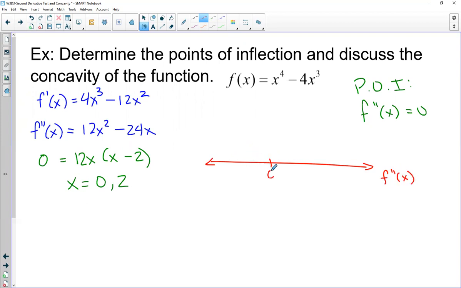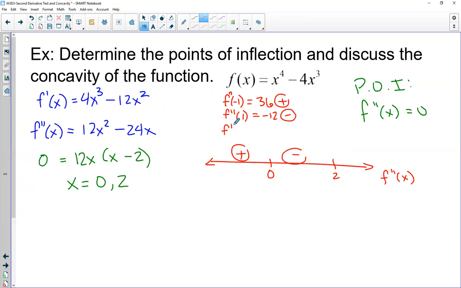So from here, I'm going to create a sign chart of my second derivative. So I'm going to have 0 and 2, and I'm going to substitute values into my second derivative. Let's check out f double prime of -1. If I substitute these values in, I'm going to get 12 plus 24. That's going to be 36, which will be positive. So we're going to have a positive value. Let's go ahead and check f double prime of 1. If I plug in 1, I'll have 12 minus 24, which will be -12 and be negative.